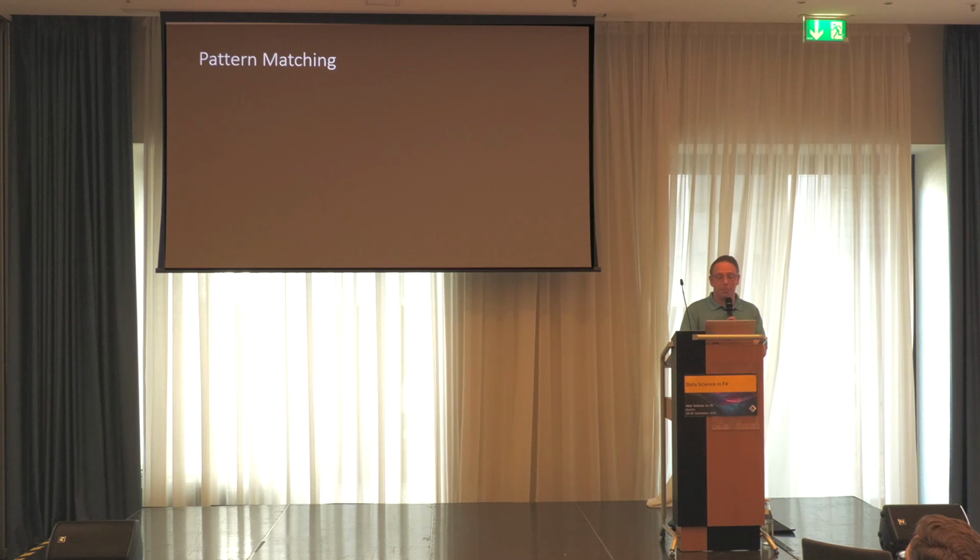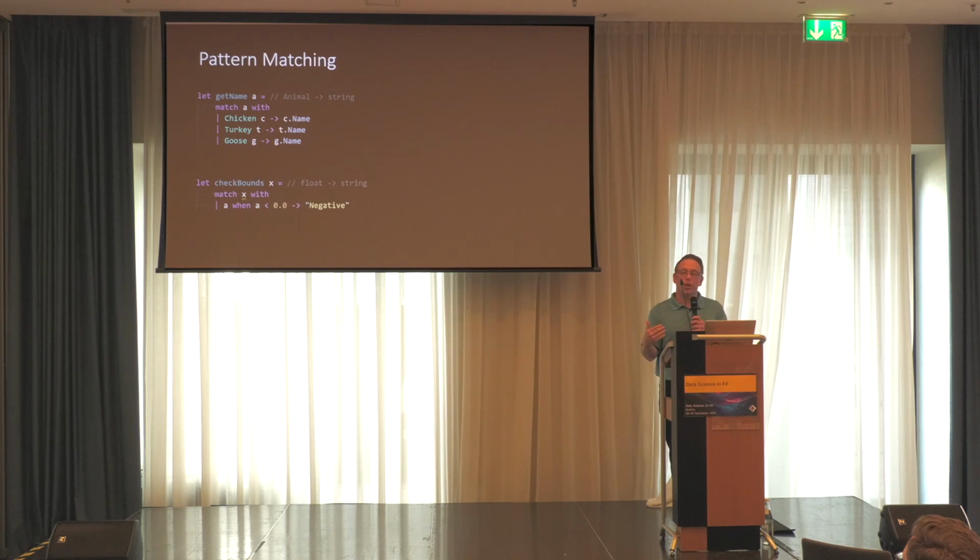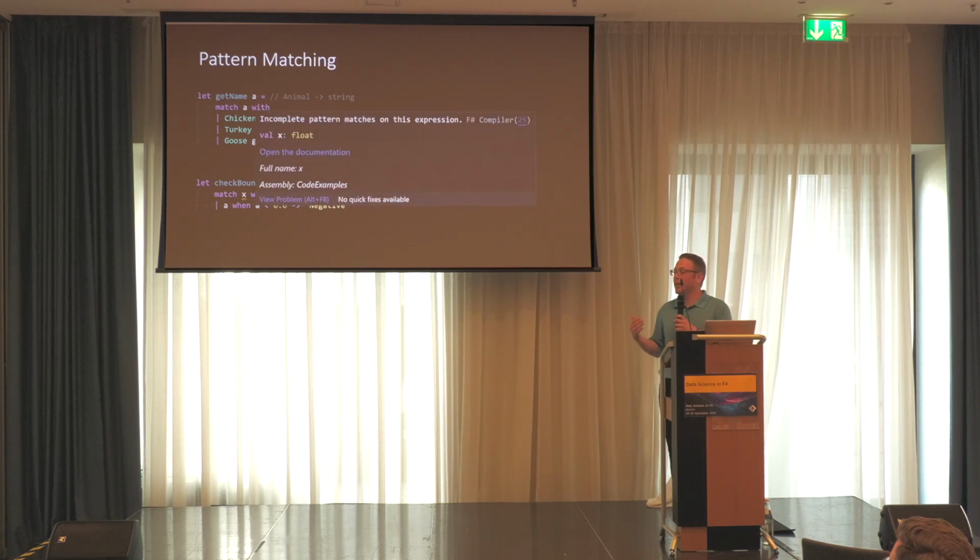We also have pattern matching. Pattern matching allows us to match against data, and what's great about it is that it helps you ensure that your function is total, which is a fancy term meaning it covers all possible use cases. An example of that is here in this check bounds function. I'm providing a float, I'm using a match statement, but the compiler is smart enough to look at this code and say, you're only covering the negative cases of a floating point number. You should also cover the positive cases.